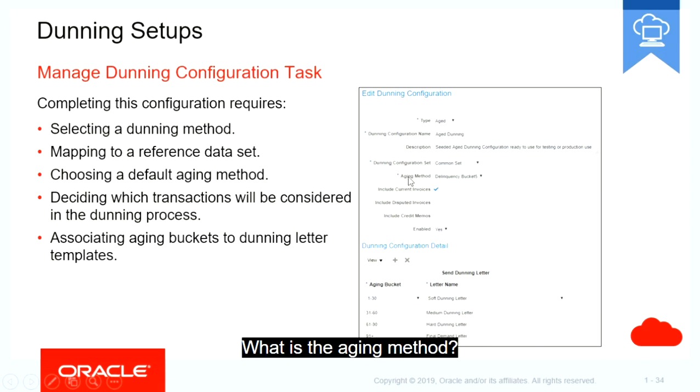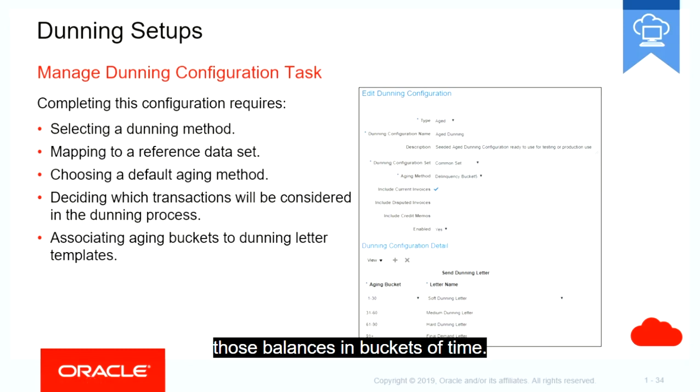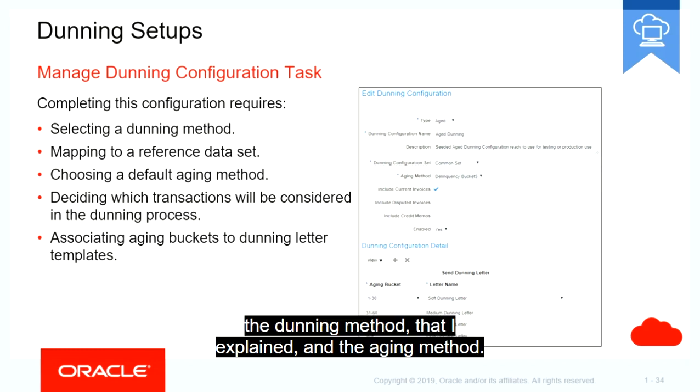What is the aging method? And thus the aging method is the one that you are going to use to classify those balances in buckets of time. So two different things here, right? The dunning method that I explained and the aging method. And which transactions to include, as you can see here.